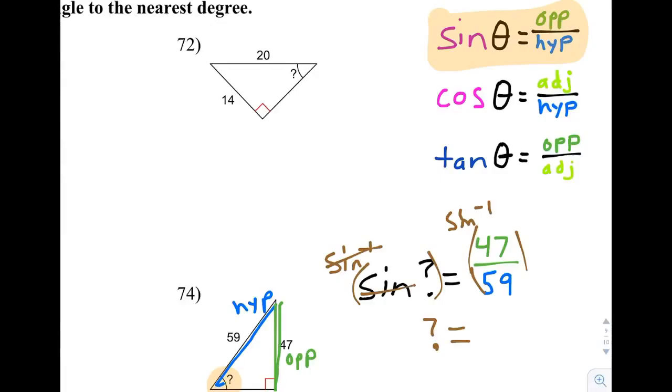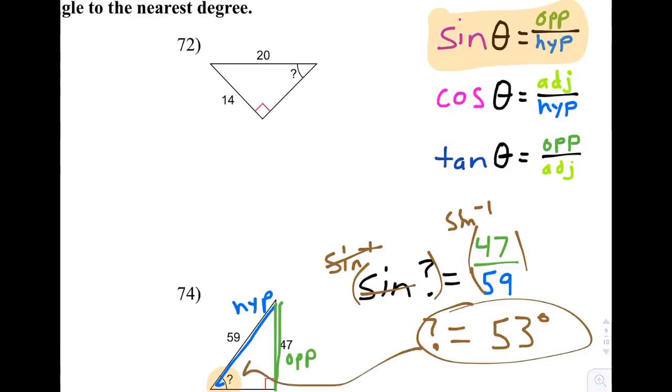So let's type second sine in our calculator, 47 over 59, and you get 52.8, or 53 when you round, degrees. 53 degrees is our unknown angle. That's the one right there. Good luck with these.